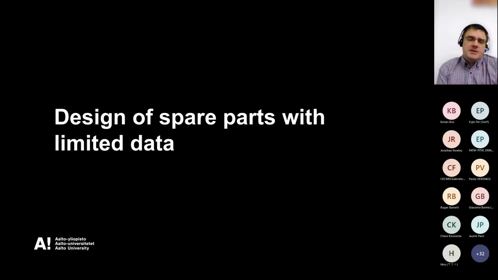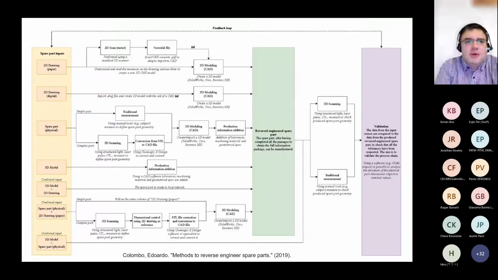Then a little bit of thinking about what if we need to design spare parts, and maybe we don't have all the data available. So maybe we have the paper drawing. So yes, that's good. We can scan it. We can make some vectorial files out of it and then use 3D modeling methods, or we just read the drawing and 3D model it again.